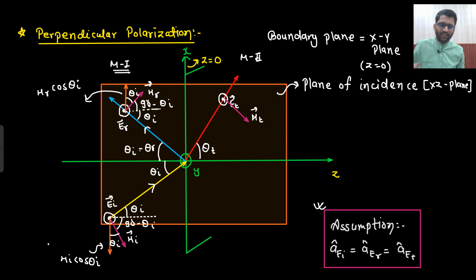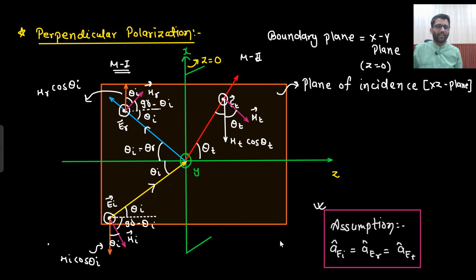What about this guy? So this component would have been the tangential component, right? So how would I find that? If this is theta t, this would be 90 minus theta t. Say yes or no, right? Because if you just extend this one, this would be 90 degrees. So this would have been 90 minus theta t. And if that is 90 minus theta t, the rest would have been theta t only. So this is your HT cos theta t.